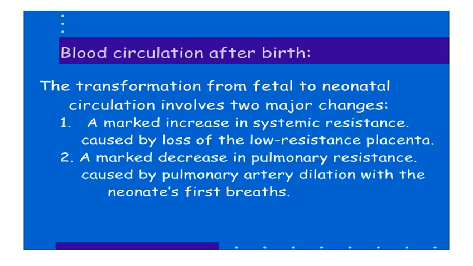So what happens after birth? The transformation from fetal to neonatal circulation begins with two major changes. One, a marked increase in the systemic resistance caused by loss of the low resistance placenta, and two, a marked decrease in the pulmonary resistance, that is caused by pulmonary artery dilatation with the neonate's first breath.